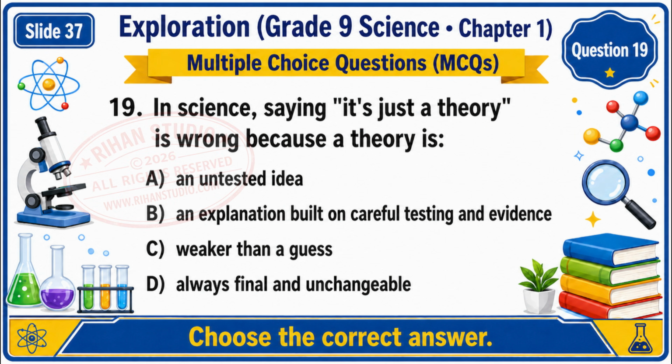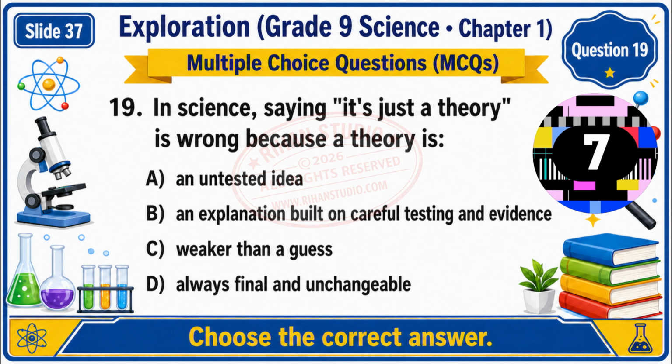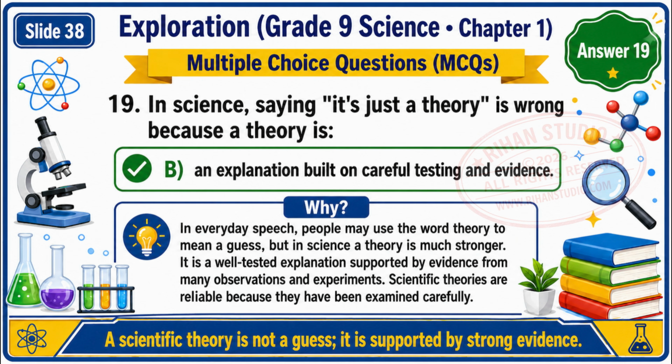19. In science, saying it's just a theory is wrong because a theory is A. An untested idea. B. An explanation built on careful testing and evidence. C. Weaker than a guess. D. Always final and unchangeable. Answer B. An explanation built on careful testing and evidence.